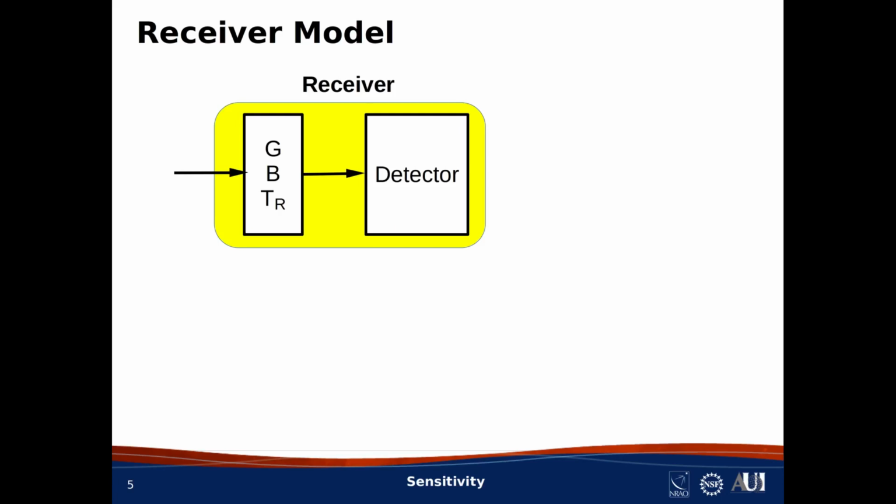The yellow box on this slide represents the receiver. For the purposes of this lesson, it's useful and sufficient to think of the receiver as consisting of just two things: a front end and a detector. The front end applies gain, G, and sets the bandwidth, B, and also contributes some internal noise. The internal noise will be represented as the input-referred equivalent noise temperature, T sub R.